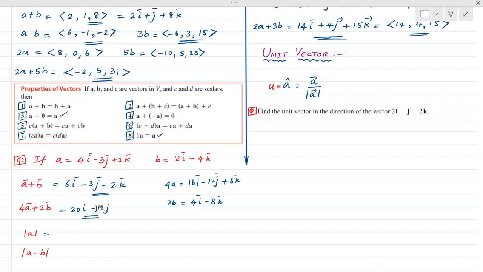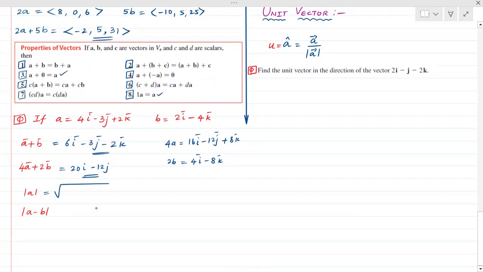The next one, the magnitude of a. So what is the magnitude of a? Square root of 4 squared, 16, plus minus 3 squared, 9, and 2 squared, which is 4, which is equal to root 29. Now in order to calculate the magnitude of a minus b, first you have to calculate the vector a minus b. So what is a minus b? Subtract: 4 minus 2, which is 2. In terms of ijk, we can write 2i, then minus 3j as it is. There is no j term in the b vector. Then 2 minus of minus becomes plus, which is equal to 6k. So this is the a minus b.